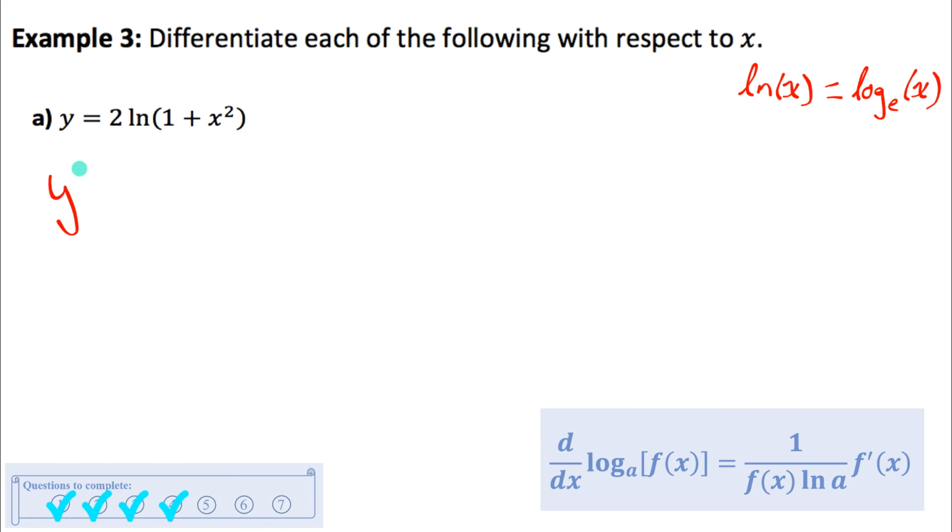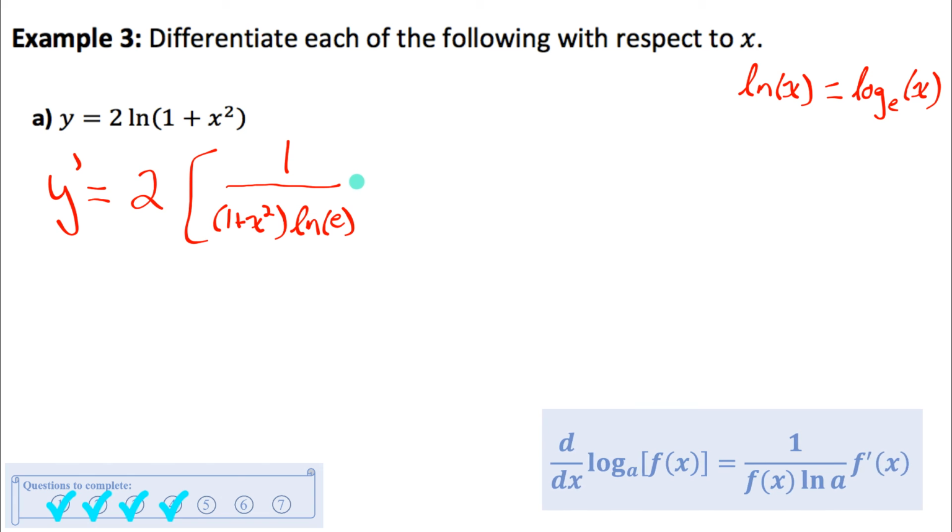So first of all, I'm going to notice I could use the constant multiple rule. If I want the derivative of 2 times ln of 1 plus x squared, that's equal to 2 times the derivative of that ln of 1 plus x squared. And the derivative of ln of 1 plus x squared would be 1 over the argument, 1 plus x squared, times ln of the base. And what's the base of this log? Well, it's the natural logarithm, so I know the base is e. So multiply it by ln e.